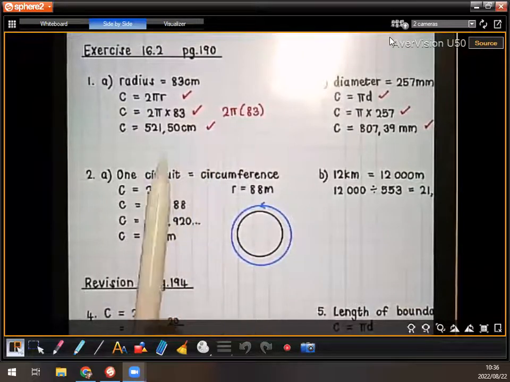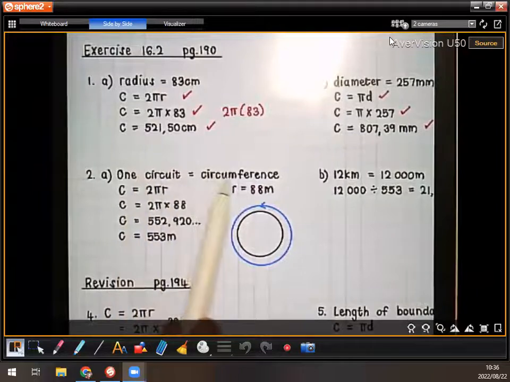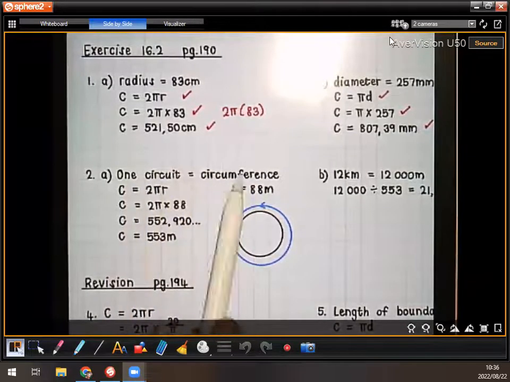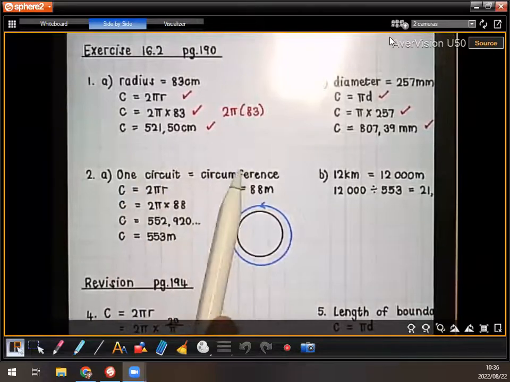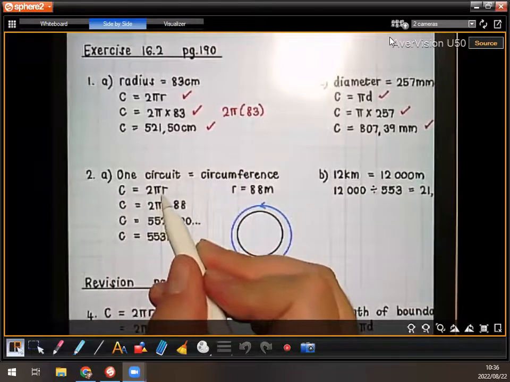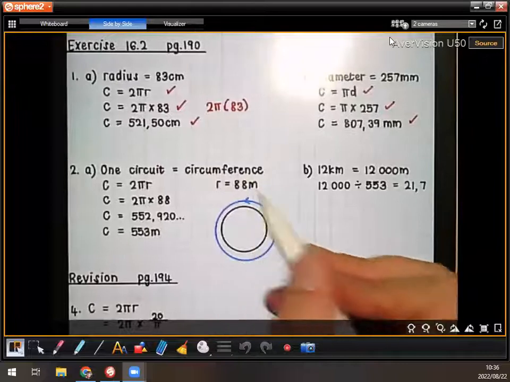All right, so you need to know firstly that one circuit is this circle. You don't have to write this top line, right? This is just like an explanation, right? Okay, you won't get a mark for that. You have to know the formula because they gave us the radius of the track.